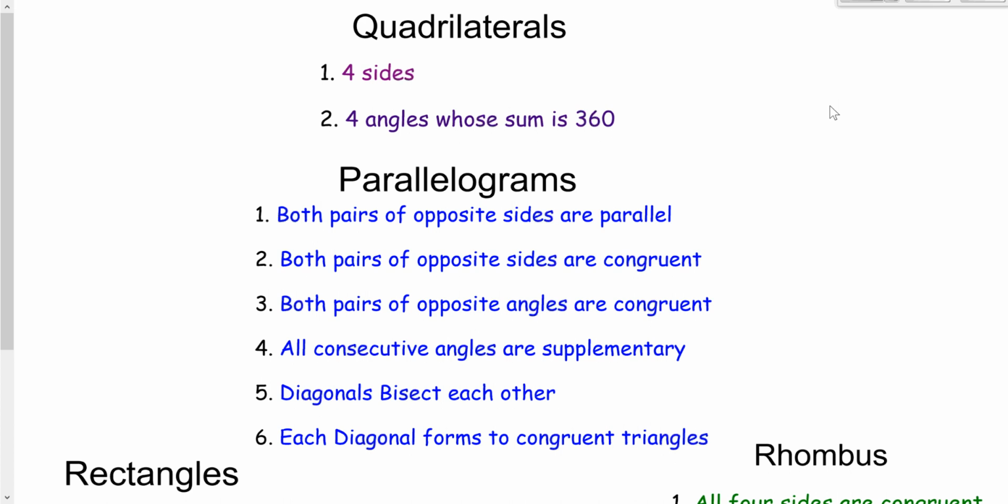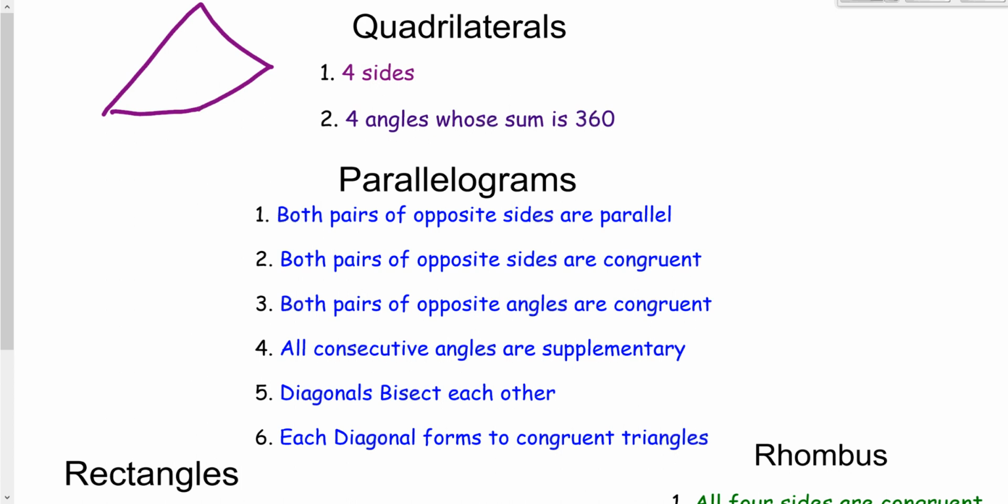Quadrilaterals are shapes, or polygons, with four sides and four angles whose sum is 360. Remember, it is any four-sided shape. It could be anything. Any four-sided shape will be a quadrilateral. Parallelograms is the branch of quadrilaterals that we are learning from.